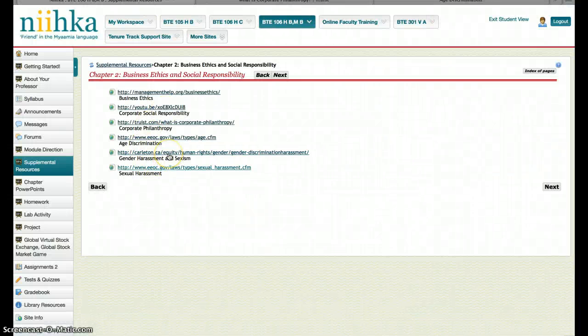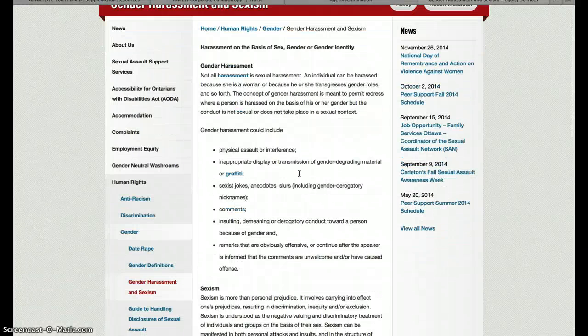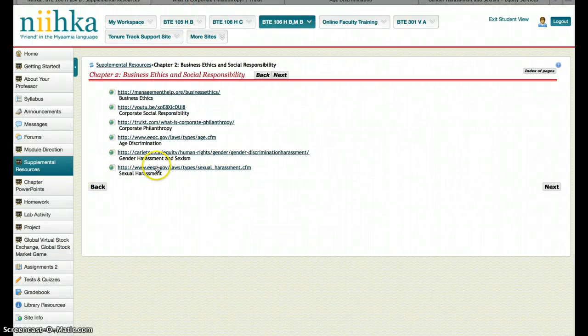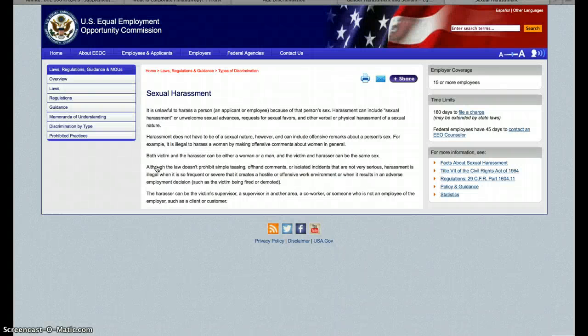These are all topics. Keep in mind, anything in the supplemental resources area are all topics that are within your chapters. Here's some more information about gender harassment and sexism in the workplace, and then some information about sexual harassment and what that entails: unwanted advances on the job. It could go either way, male to female, female to male, male to male, or female to female. It could go from boss to subordinate or subordinate to boss. So it can happen on all levels.